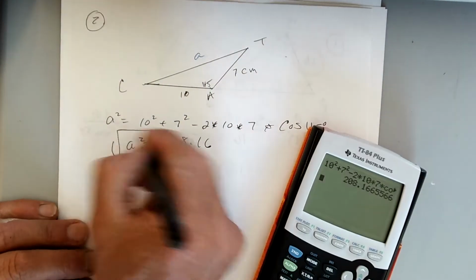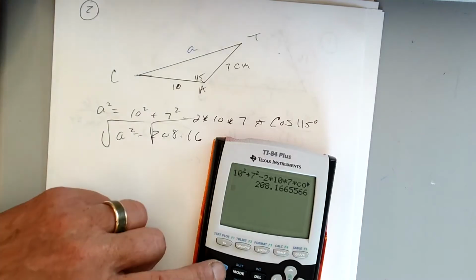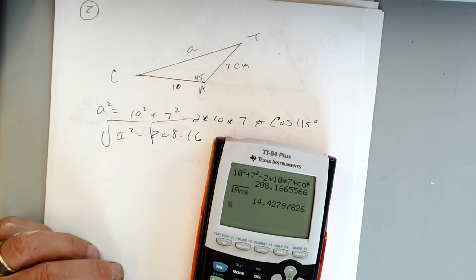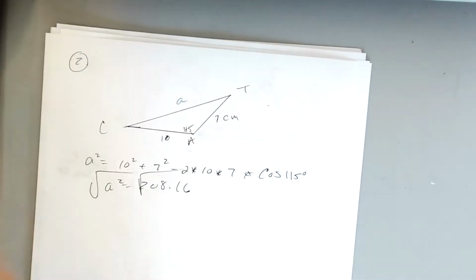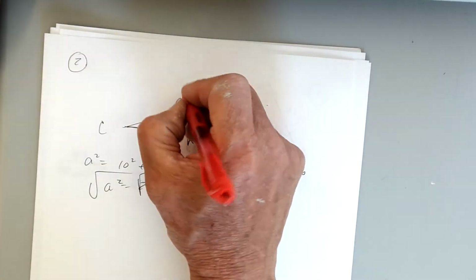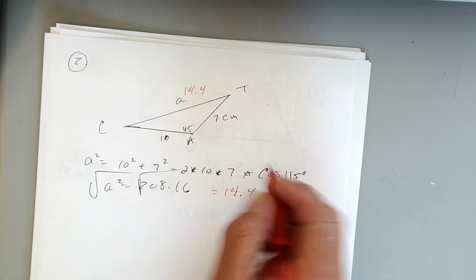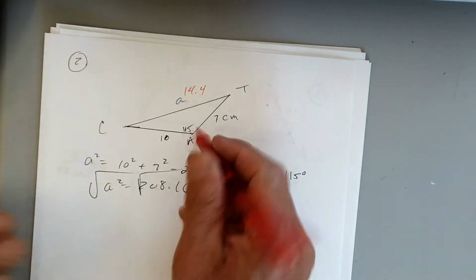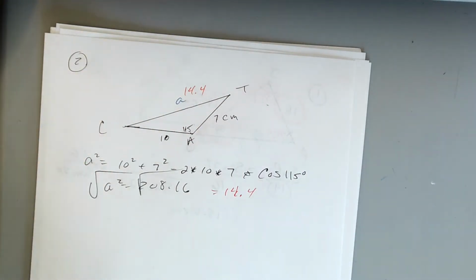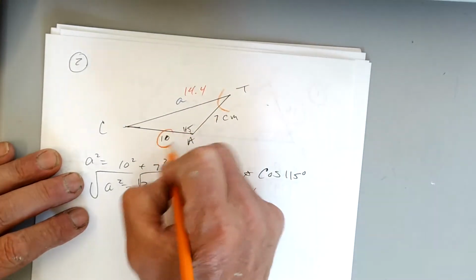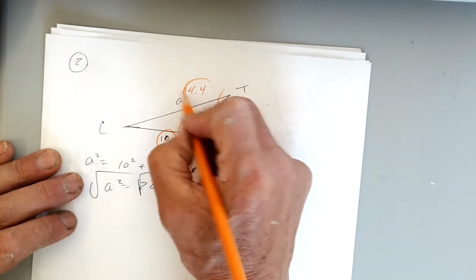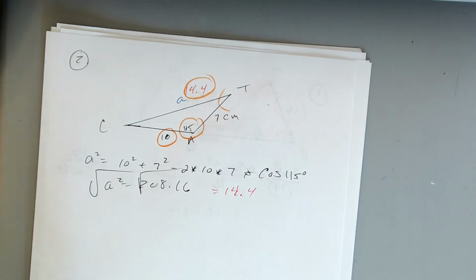So square root, right? You guys agree? Square root of that answer, and I get an answer about 14.4. So little a is about 14.4. Okay, now, what if I want another angle? Well, shoot, let's see. I've got a pair of opposites. So how about angle T? Why not? Angle T and the 10. I've got the 115, the 14.4. So I have my opposite. So now I like the law of sines because it's easier.